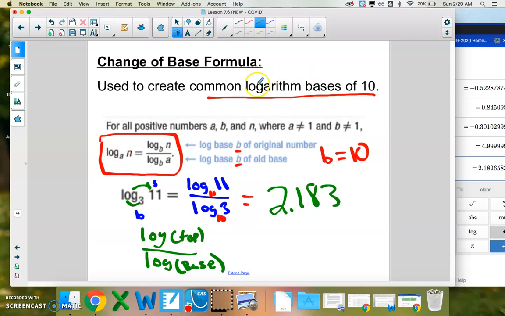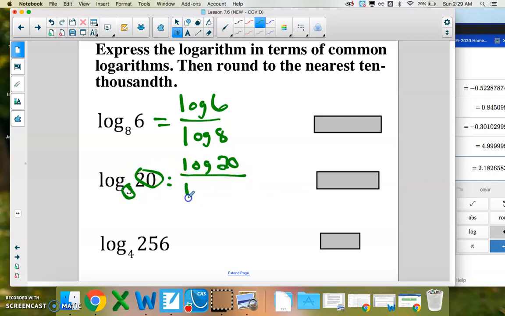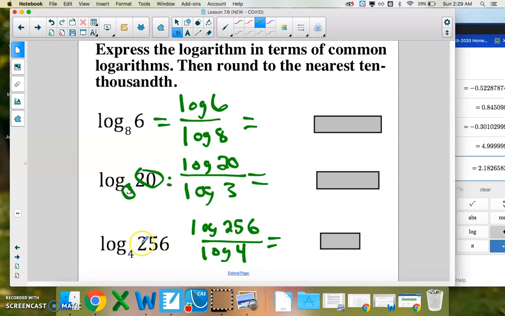So this is called the change of base. This is always when you don't have a common base of 10. So you have 2, 3, 4, 5, 6, 12, a half, 14, all those. So for example here, when we have log base 8 of 6, this is really going to be written as log of 6 over log of 8. Same thing here. We're going to take log of the top number 20 and divide it by log of the bottom number 3. We're going to figure out what it equals in a minute. And this last one, we get log of 256 divided by log of 4. So again, top number on top, bottom number on the bottom.